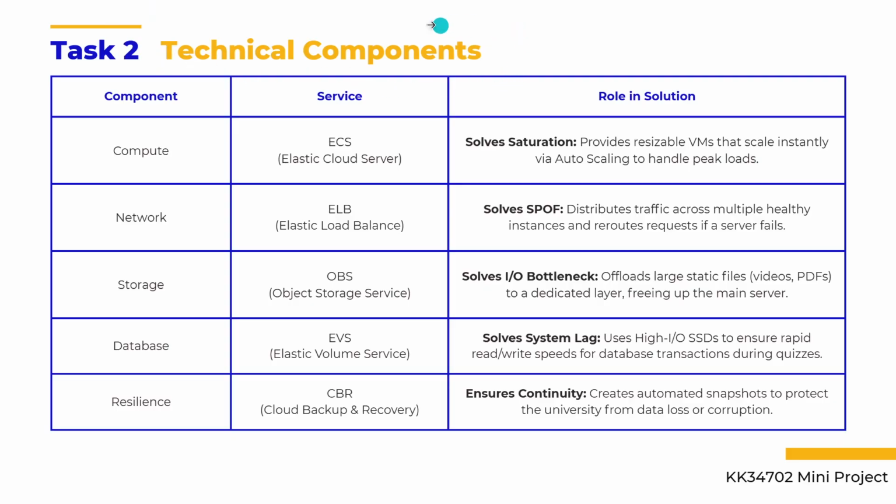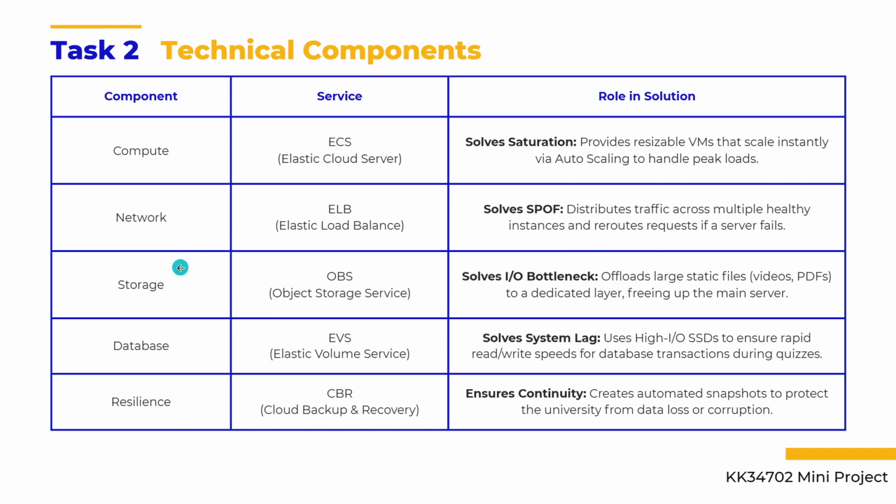The technical components of this proposed system are as follows. The compute component will use an Elastic Cloud Server, or ECS, which solves the saturation by providing resizable virtual machines that scale instantly via auto-scaling to handle peak loads. The next component will be the network. The service is Elastic Load Balance, or ELB. This solves the SPOF problem by distributing traffic across multiple healthy instances and reroutes requests if a server fails.